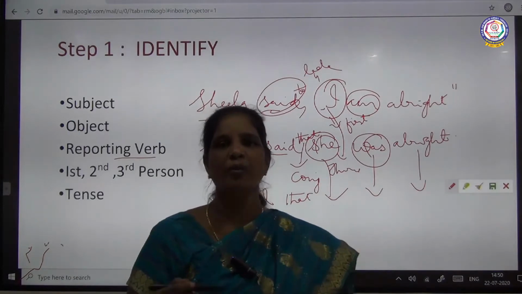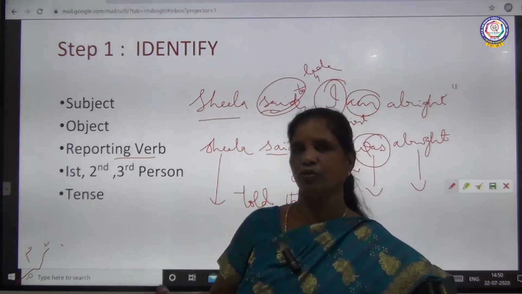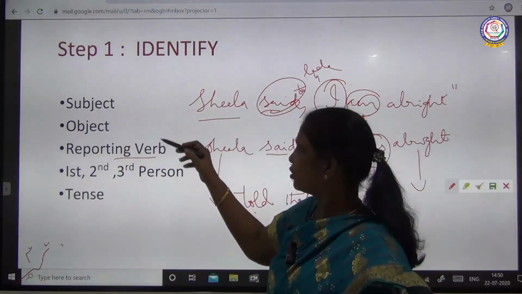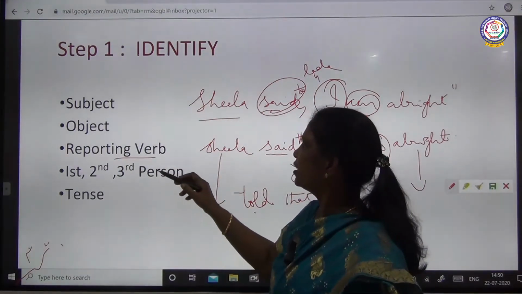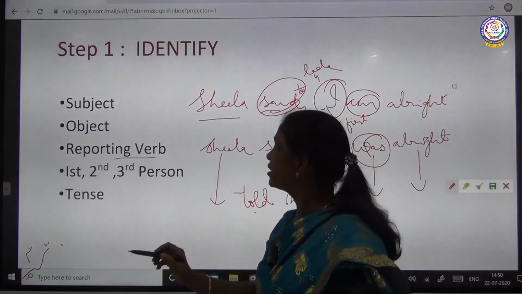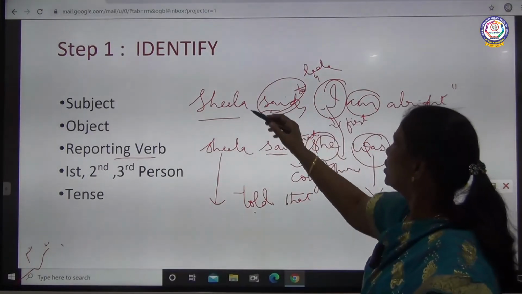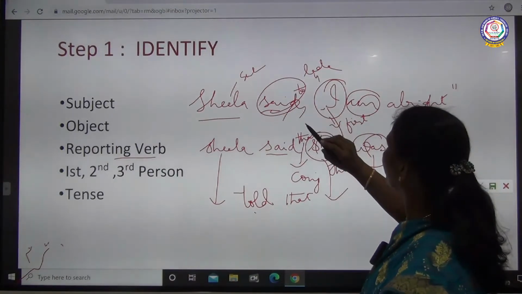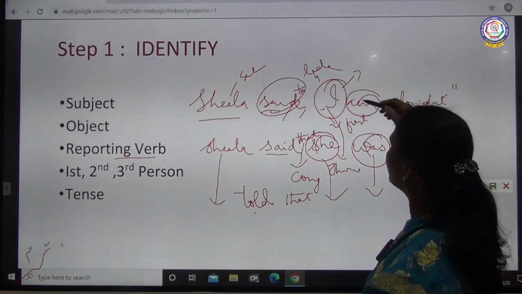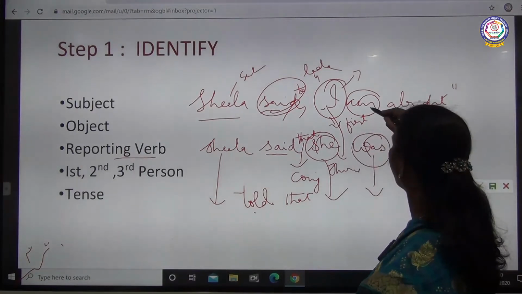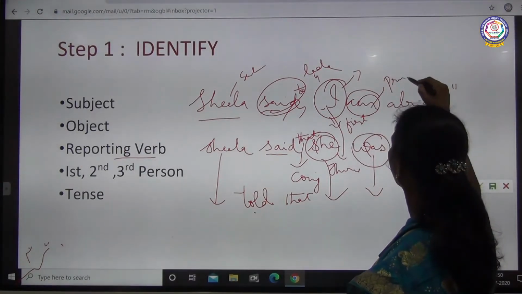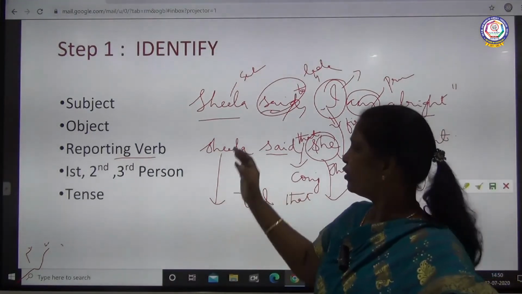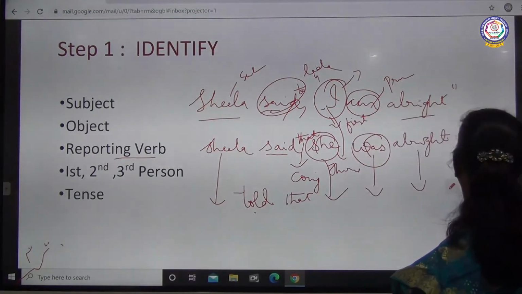According to this, so many sentences are there, you have to practice. So step 1, you have to identify the subject, object, reporting verb, first, second, third person, which person it is and what tense. So here you identified the subject, you identified the reported verb, you identified first person singular, you identified present tense. So it is very clear, you identified all, and after identifying you are changing it. We will go for the next step, children.